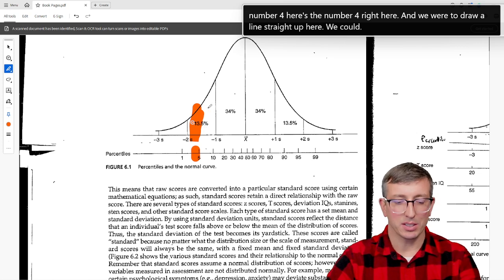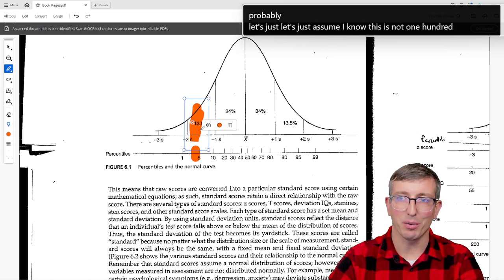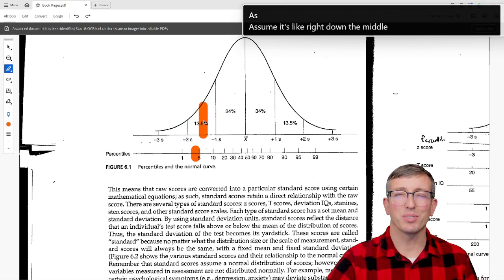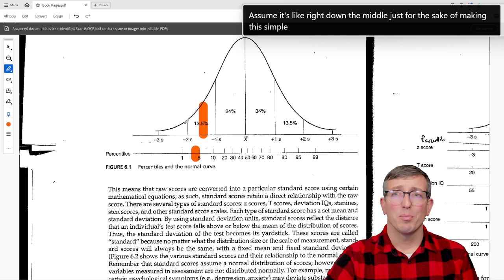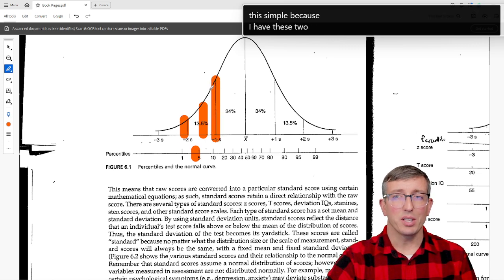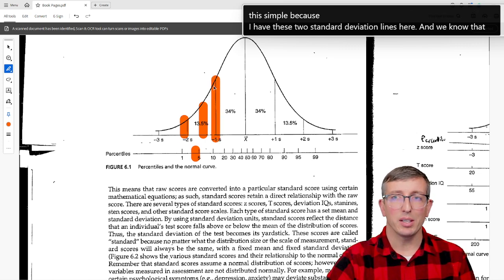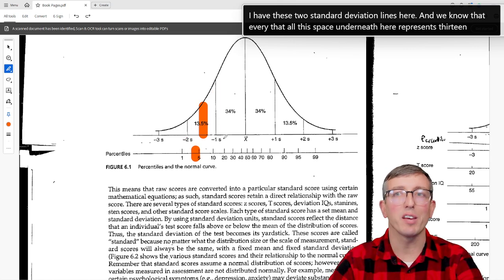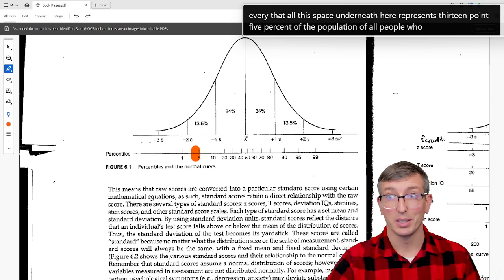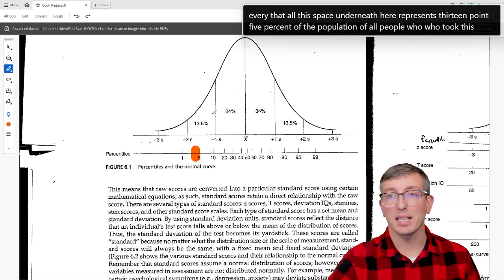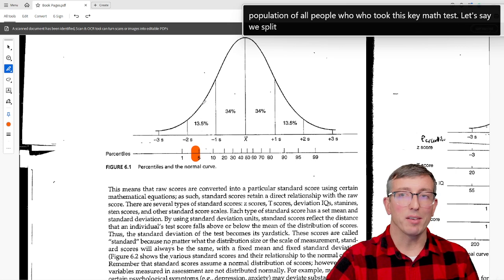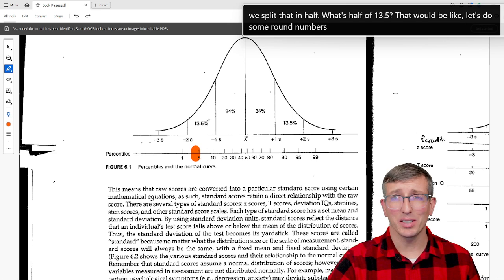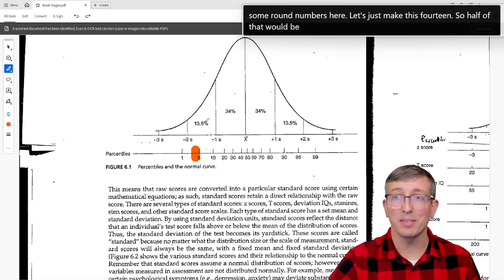I know this is not 100% accurate, but let's assume we're right down the middle, just to keep this simple. Because I have these two standard deviation lines here, and we know that all this space underneath represents 13.5% of the population of all people who took this KeyMath test. Let's say we split that in half. What's half of 13.5? Let's use round numbers. Let's make this 14, so half of that would be 7.